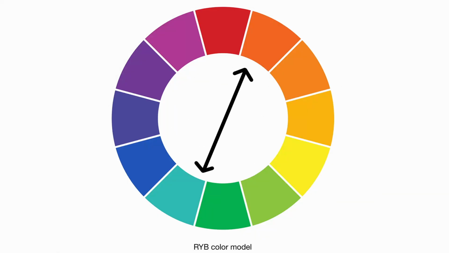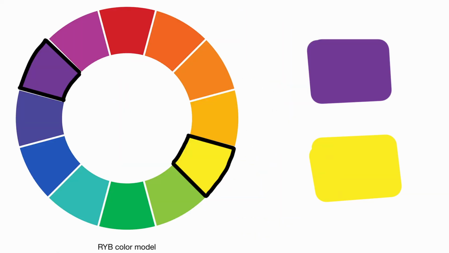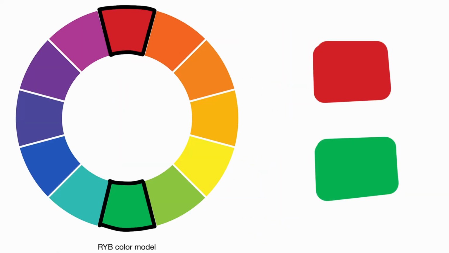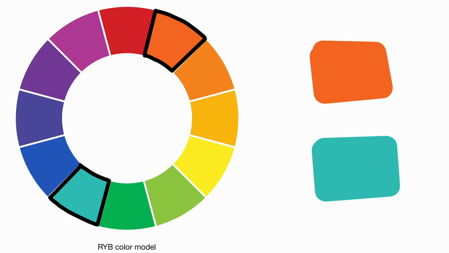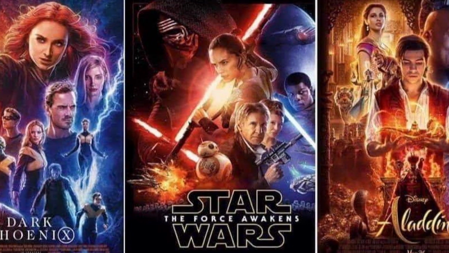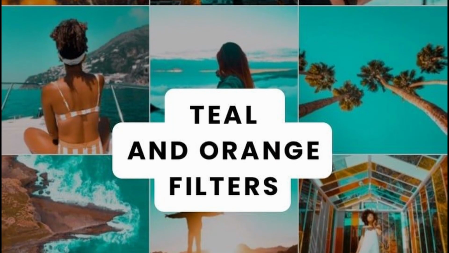Grab a color wheel and spin the dial. The colors roughly opposite each other will make a pleasing combination. Orange and teal is one of the most common combinations, used in tons of high-budget movie posters to your favorite influencer Instagram reel, so let's stick with that. But how do we know where to place our lights?